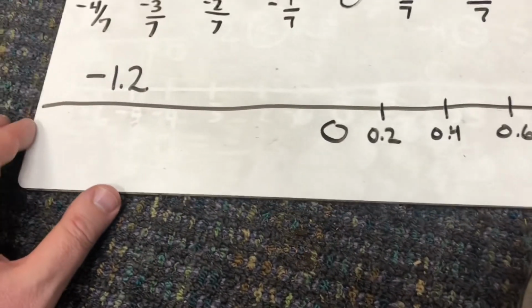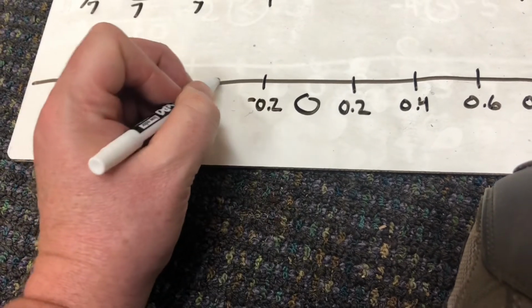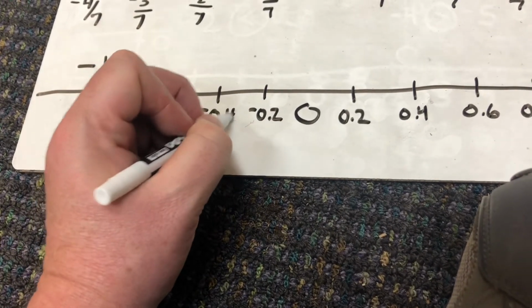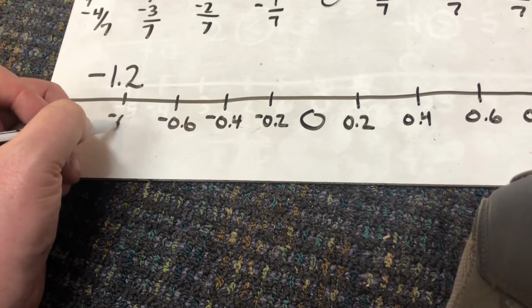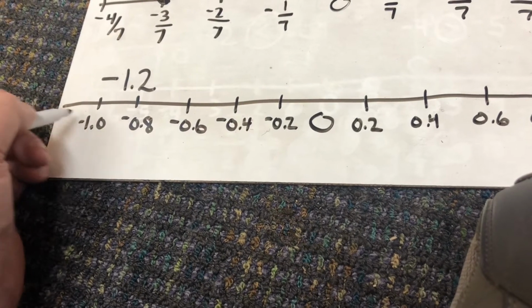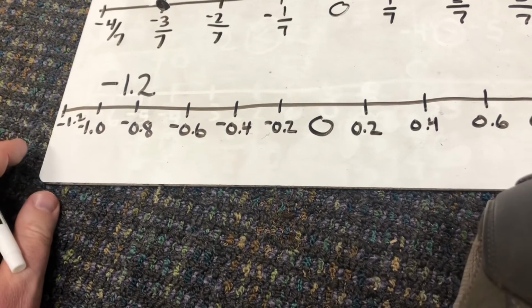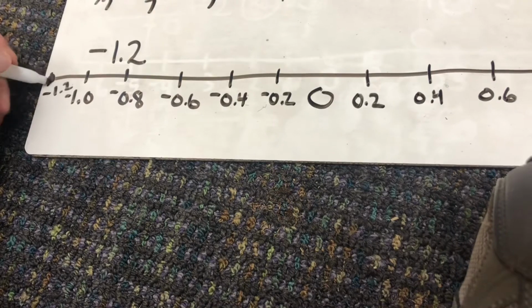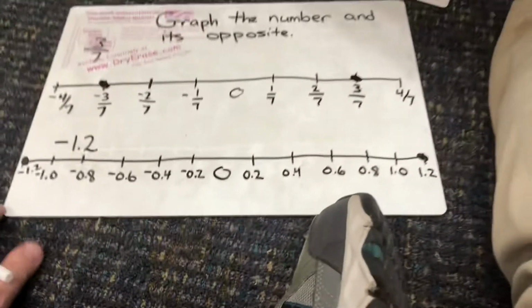Then I'm going to come over to my negative side, and I'm going to do the same thing. I'm going to have -0.2, -0.4, -0.6, -0.8, -1.0, and then -1.2. And that's the number that I'm graphing. So I'm going to go ahead and fill that in. Graphing the number and its opposite. So let's look at a couple more before we finish up.